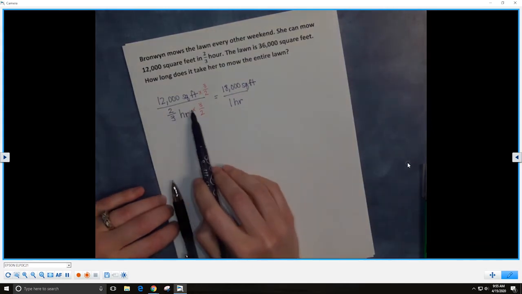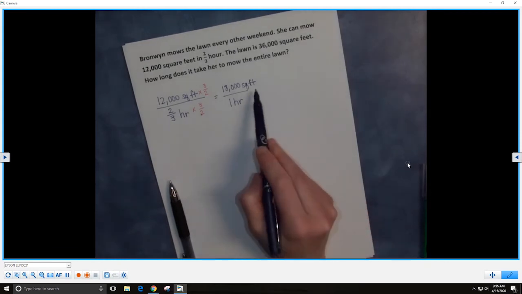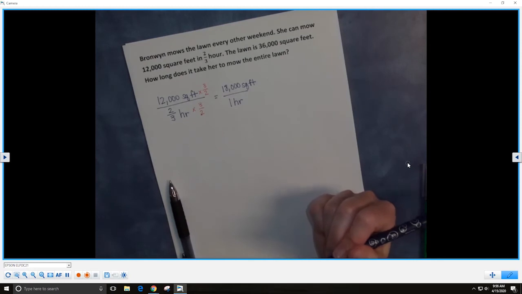And then 2/3 times 3/2 is 1. So it gives us 18,000 square feet every 1 hour. Now we have a unit ratio. Remember that a unit ratio is a ratio whose denominator is 1. What does this mean in our problem? It means that we now have the time in 1 whole hour.